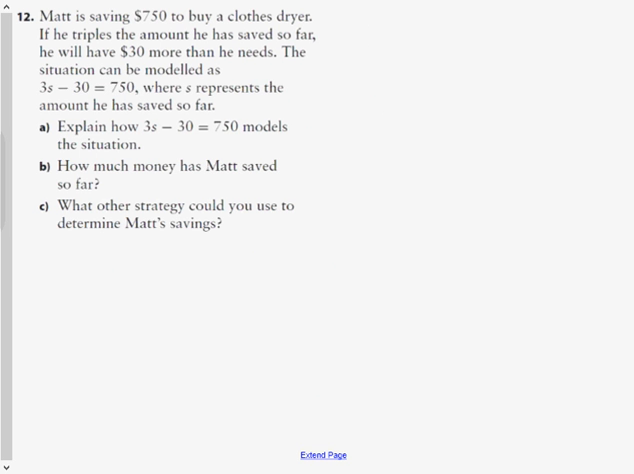Okay, our last questions, 12, 13, and 14, are actually story problems. Is it just 12 and 13? We just did 12 and 13? Okay, my mistake. So 12 and 13 are story problems.